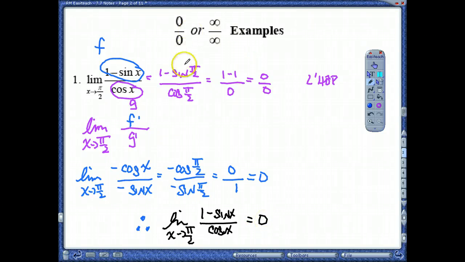Okay? Now we don't have to get as intense at showing this. We're going to be plugging those values in, and I'm just going to put a little 0 over 0 or infinity over infinity, and then we're going to go right to the derivative.